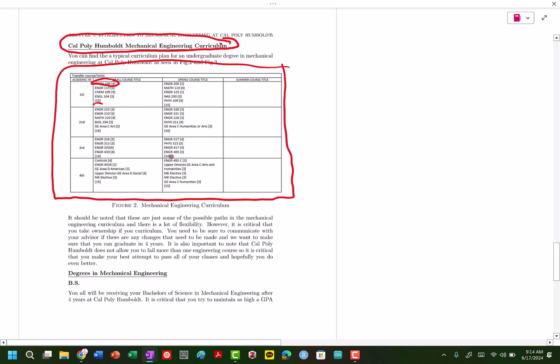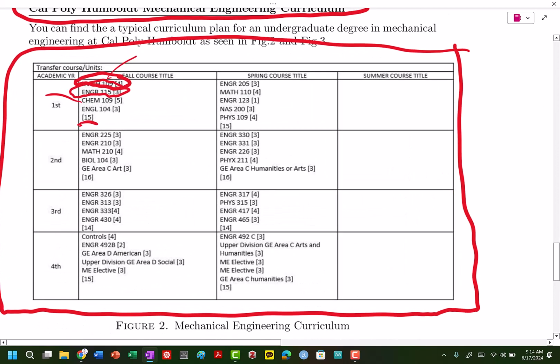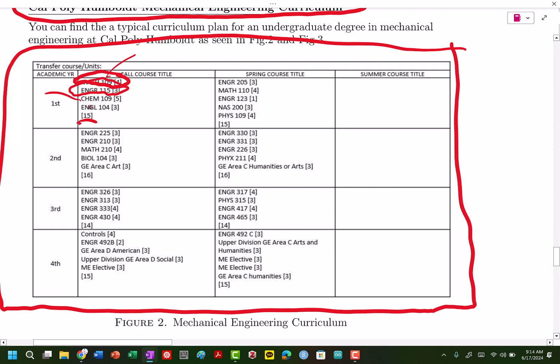So what's your curriculum going to look like? Hopefully, let's make sure we can get that Calculus 1 out of the way. We're going to take chemistry, and we're going to get that one done. You're in ENGR 115, which is great. So that's your first engineering course. And then you'll take a GE and get this out of the way. Basically, these are GEs.